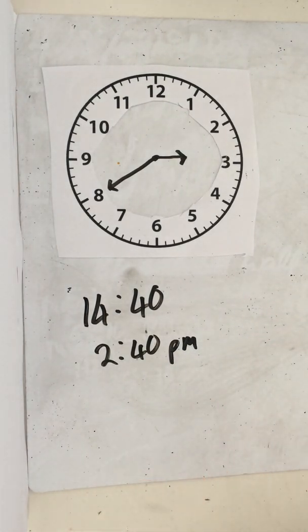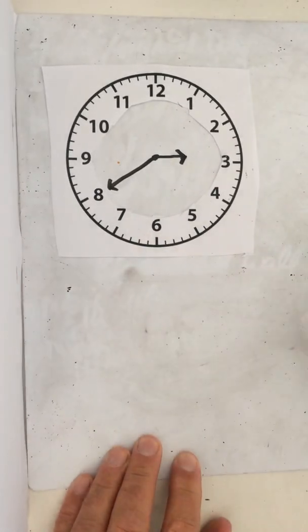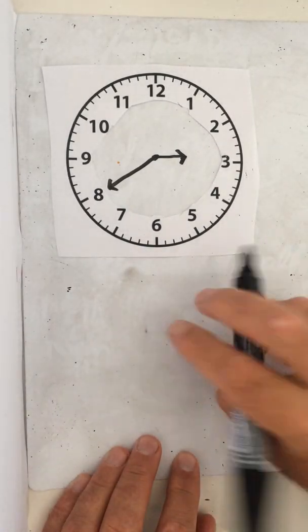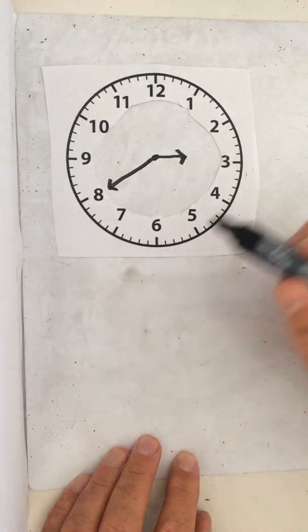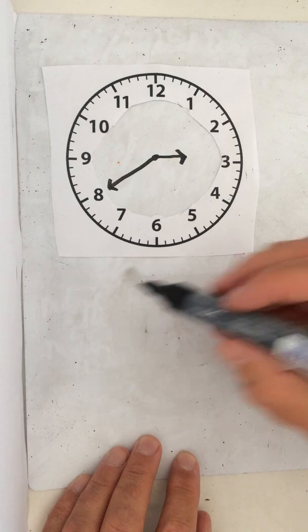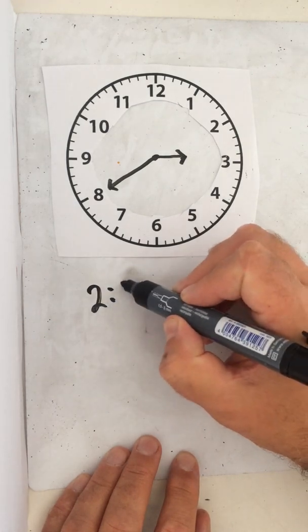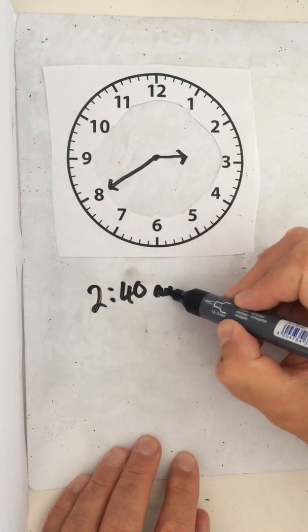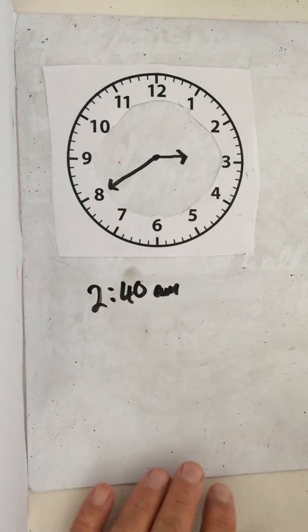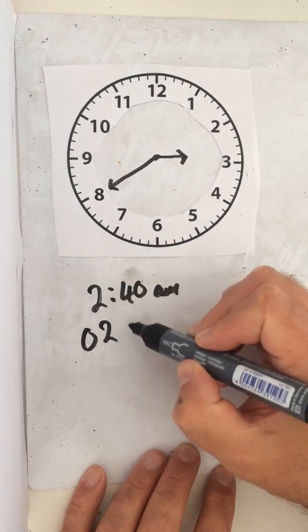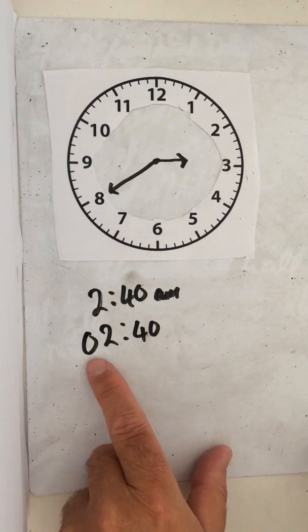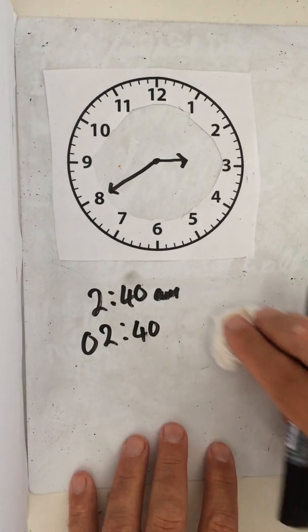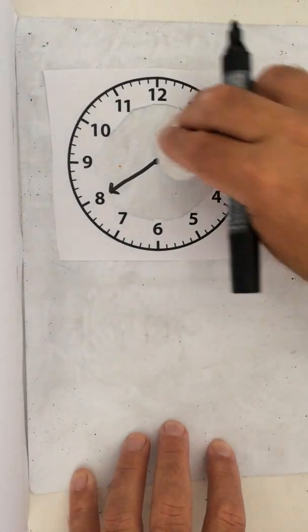I won't spend too long on this because I think we probably should know it. If this was 2:40 AM, so you're all comfortably asleep, then it would be 02:40. That's how we know the difference, and we have to put the 0 there because that tells us it's a 24-hour clock.